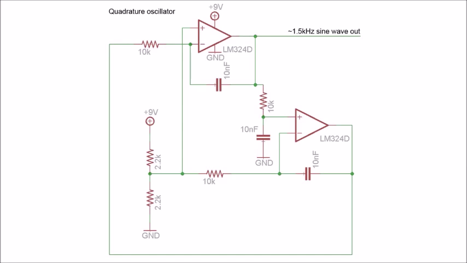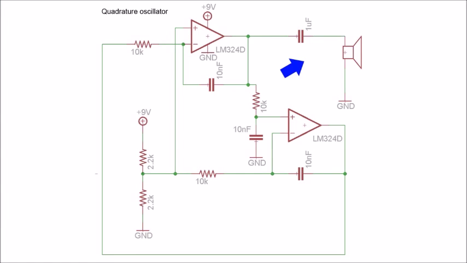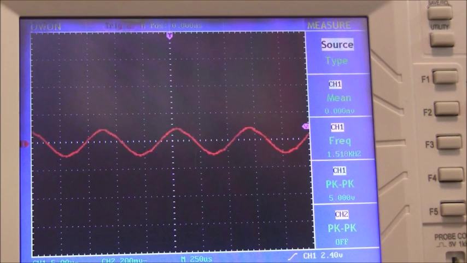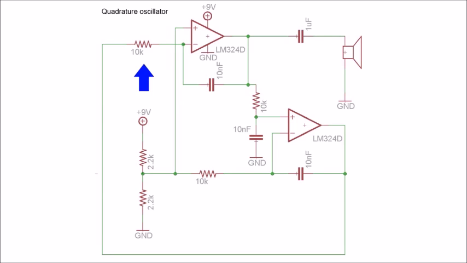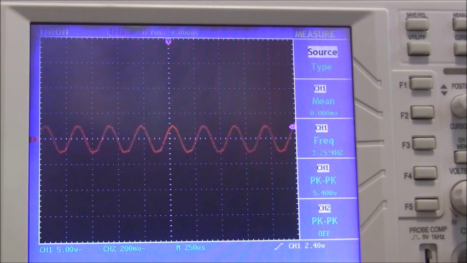Let's take a look at a sine wave oscillator. This is a quadrature oscillator based on an LM324 op-amp. If I probe the output of the oscillator, I can see that I'm getting a sine wave of around 1500 Hz. If I use a capacitor to remove the DC offset of the sine wave and connect it to some earphones, I can hear the 1500 Hz tone. If I replace this fixed resistor with a variable resistor, I can change the frequency of the oscillations, letting me do fun stuff like this.